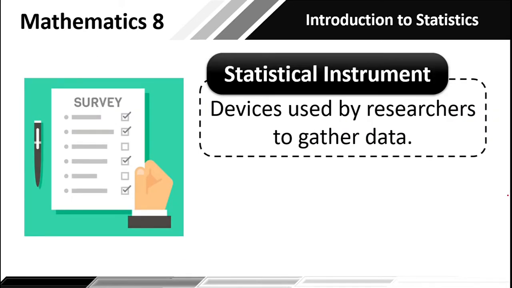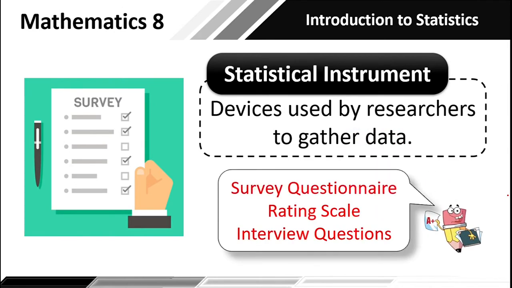Now, let's discuss statistical instruments. Statistical instruments are the devices used by the researchers to gather data. Best examples of this are the following. We have the survey questionnaires, rating scales, and interview questions. There are two kinds of statistical instruments.